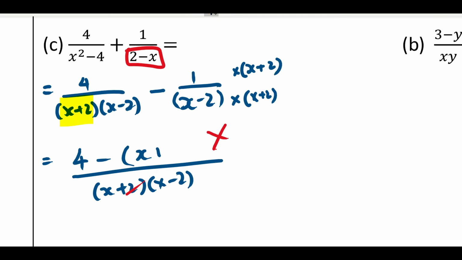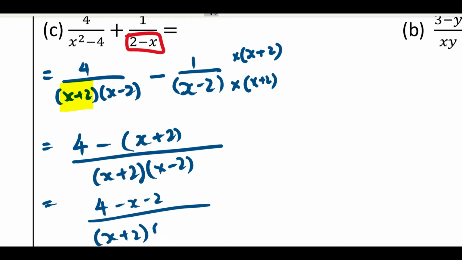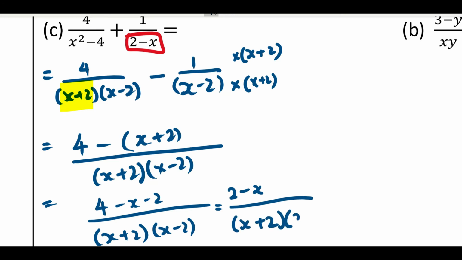So I will rewrite the whole thing again. There's no way you can cancel, so don't anyhow cancel. If you're not sure, don't anyhow cancel first. Make sure that they are multiples of each other first, then you can cancel. So I open up, this will be 4 minus x minus 2 over x plus 2, x minus 2. Numerator will become 2 minus x over x plus 2, x minus 2.